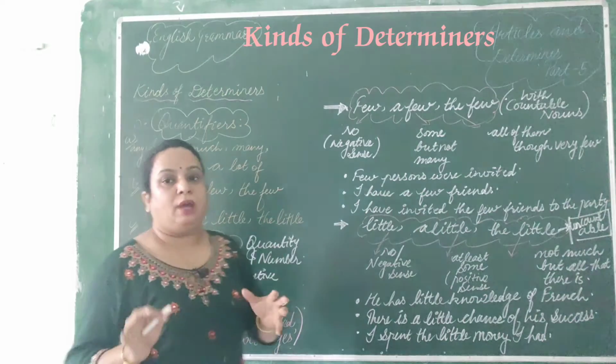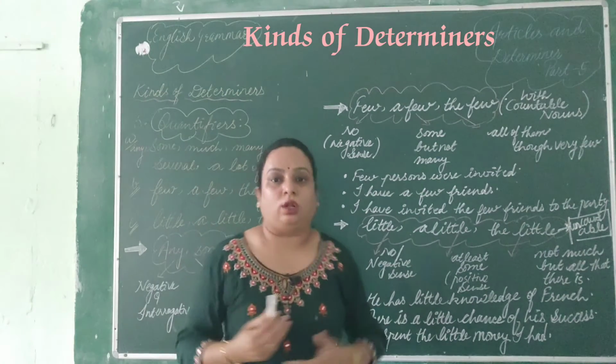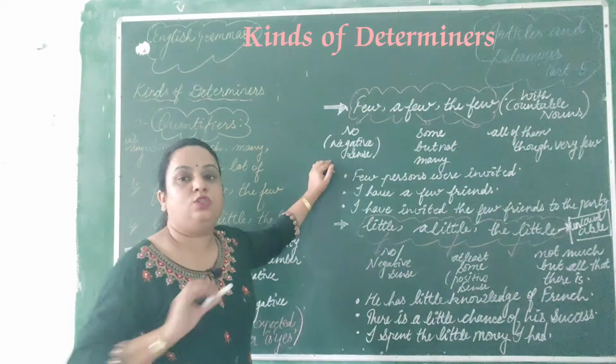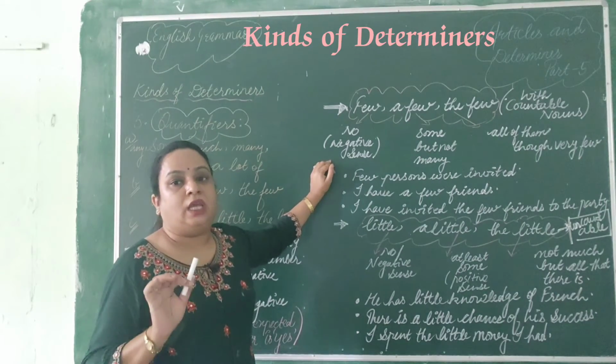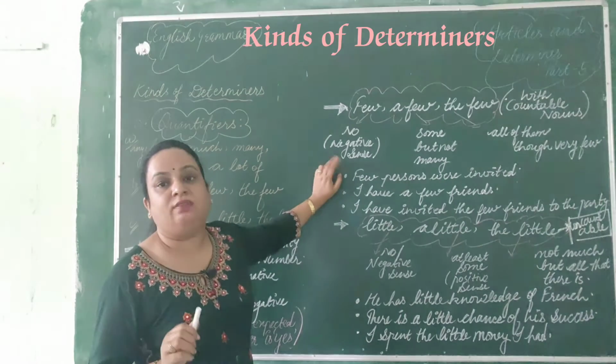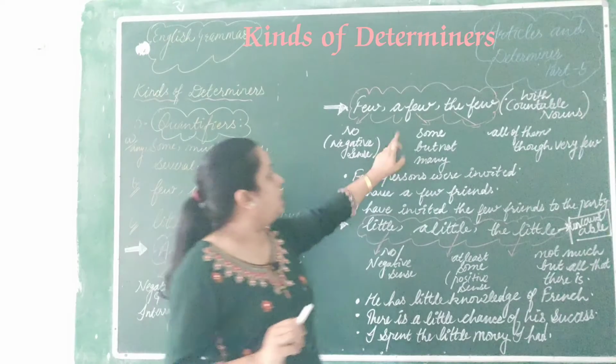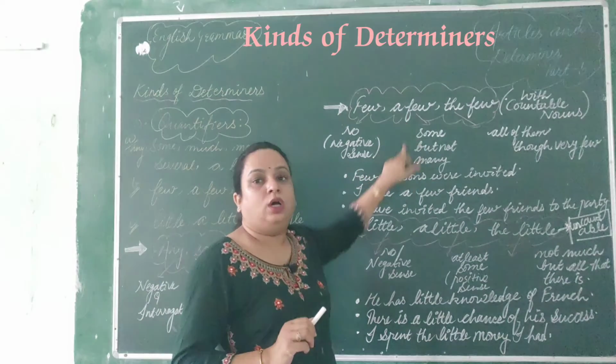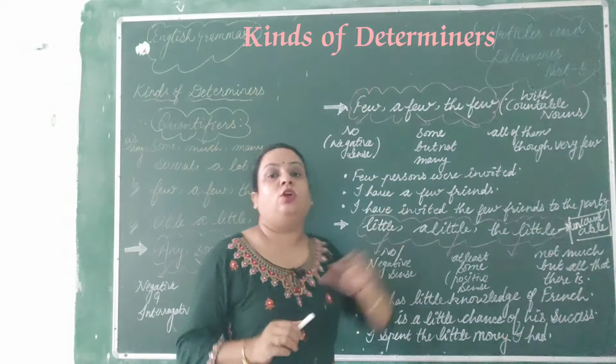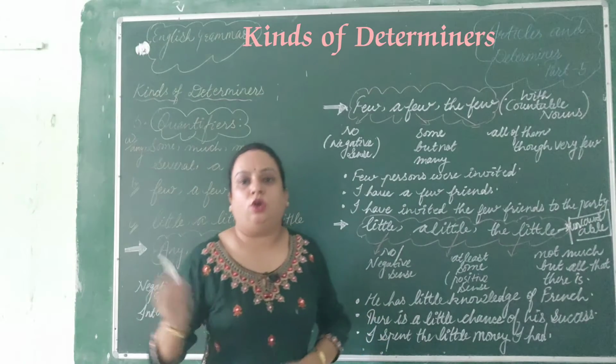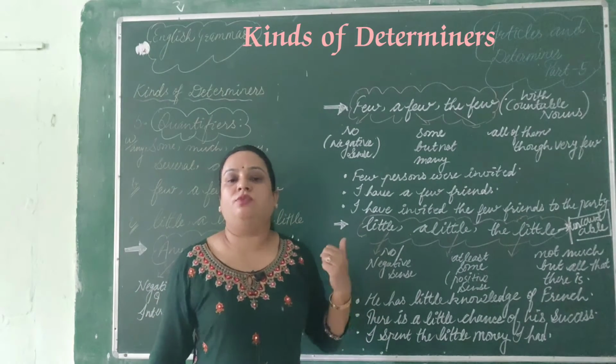Now let's understand the meaning of few. Few means equal to no, right? Equal to no means this is giving a negative sense here. Clear? Second one is a few. So a few is giving some but not many. Some but not many. Suppose I have a few friends.